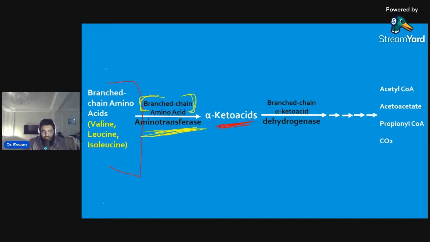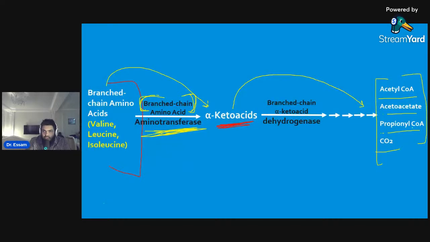So this enzyme will convert them into alpha keto acids. Then alpha keto acids, after many reactions, will convert to acetyl coenzyme A, acetoacetate, propionyl coenzyme A, and carbon dioxide. These four products, you have to remember. And which was the enzyme for that? The enzyme for that is branched chain alpha keto acid dehydrogenase.